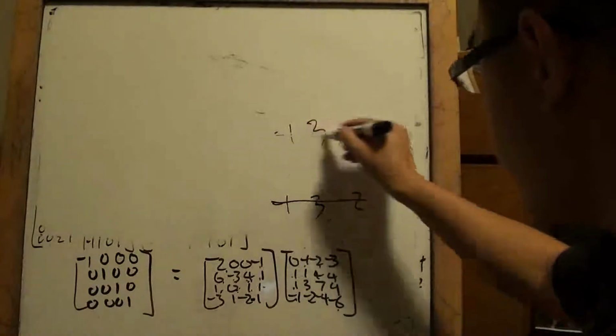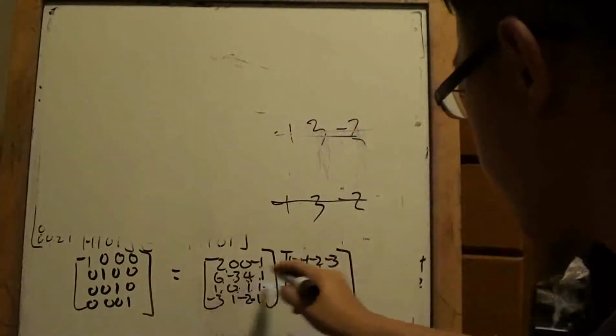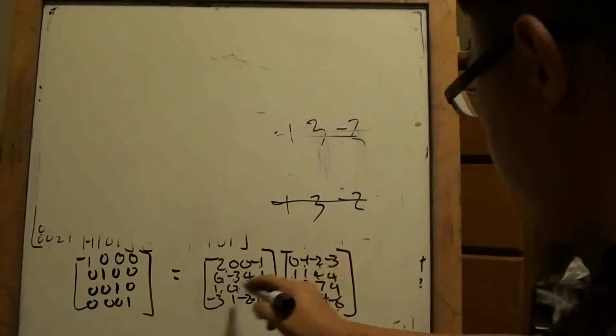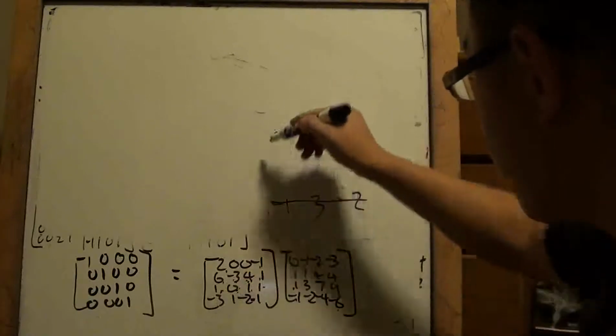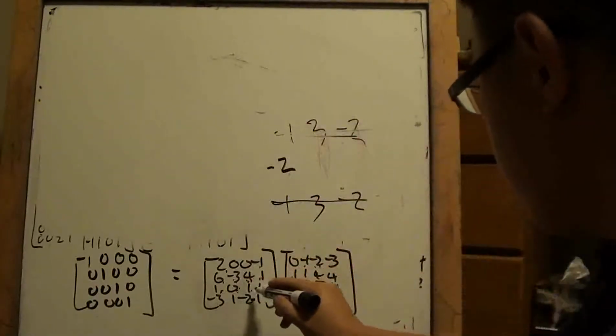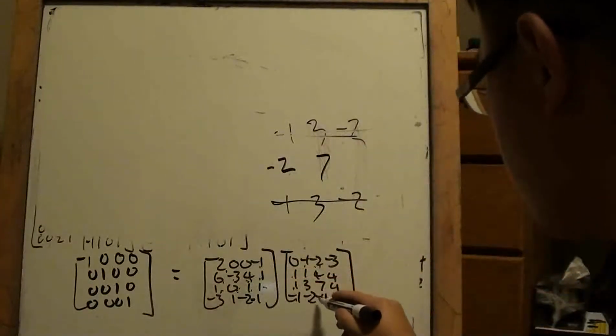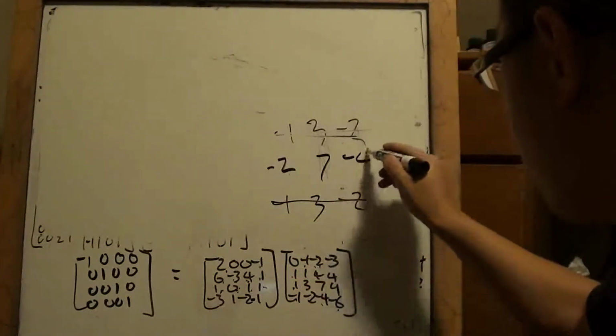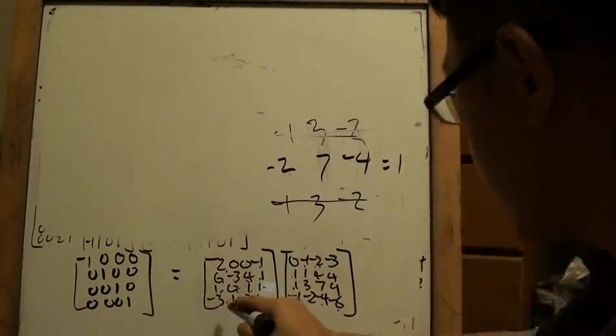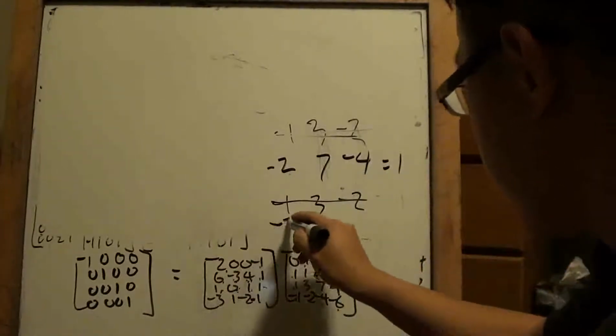Yes! It works, it works either way. So I'm going to do the third one. That better be 1, right? 1 times negative 2 is going to be negative 2. 0, don't care. 1 times 7, oh crap, 7. 1 times negative 4 is going to be negative 4. Yes, that gives me 1. Good. 1, so negative 3.